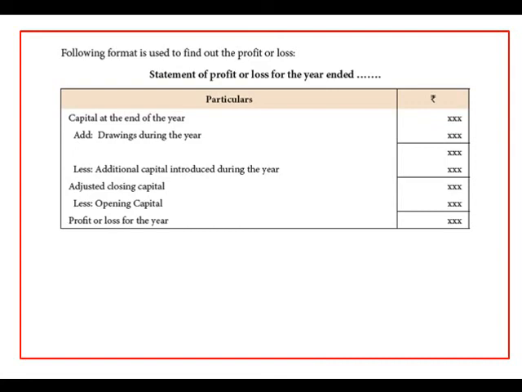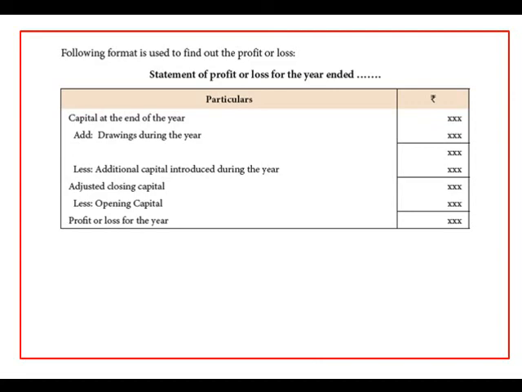Here, in this statement of profit or loss, we have to do the reverse process. Because we are taking the closing capital in the beginning, we have to deduct the additional capital from the closing capital, and we have to add the drawings. Whatever we have done to arrive at the closing capital, that we have to do in the reverse manner.